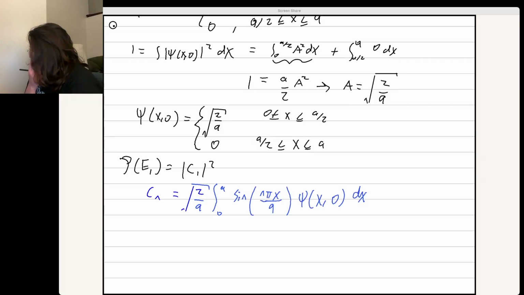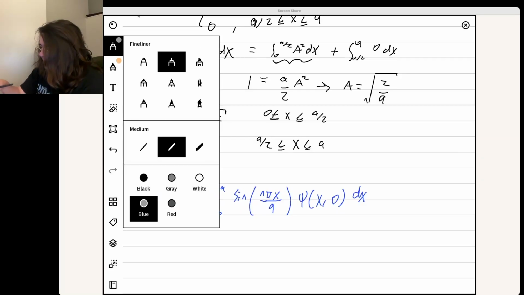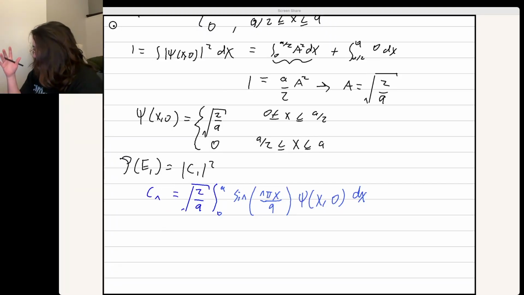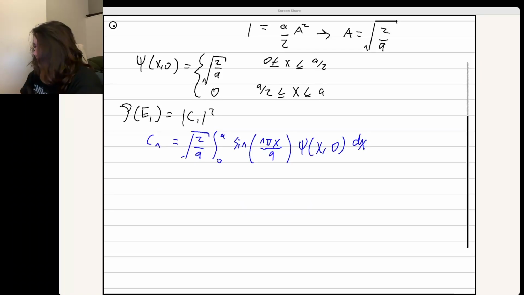That's just a constant telling you how much, given a wave function, does any particular eigenstate contribute to the total wave function of the particle.